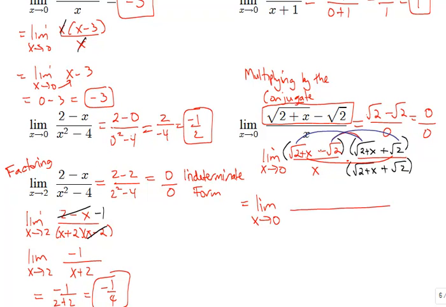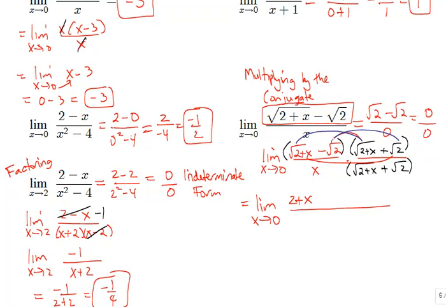What would be the first times the first? Square root of 2 plus x times square root of 2 plus x. Well, square root of 2 plus x times square root of 2 plus x is square root of 2 plus x squared, and a square and a square root cancel out, giving me just that 2 plus x without the radical. So no more radicals at all.